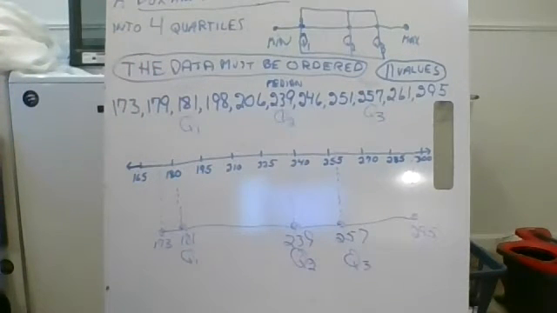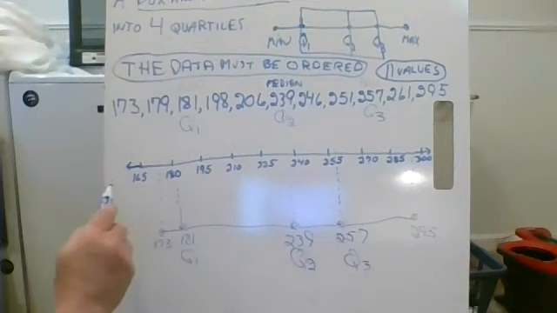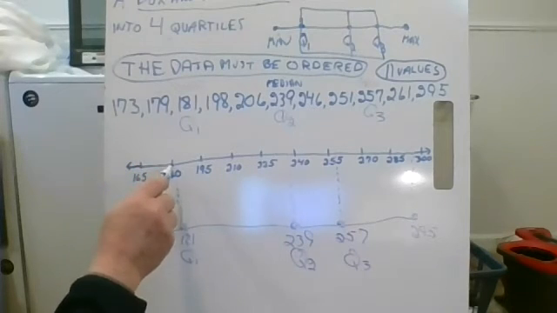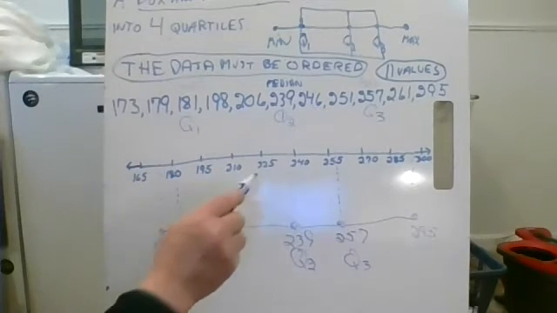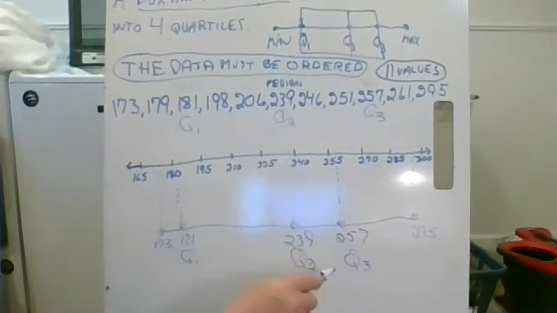Does everybody see what we've done so far? We started with the min and the max, connected them, then we found the median overall and called it Q2. Then that gave us a lower half and an upper half. Then we took the median of the lower half, which was 181, Q1, and the median of the upper half, which was 257.23. And now we're ready to draw the box.